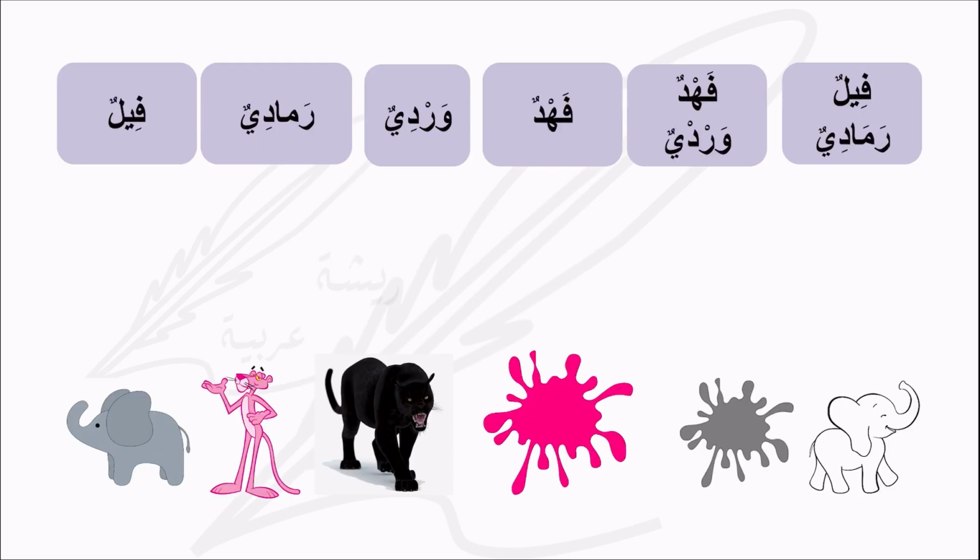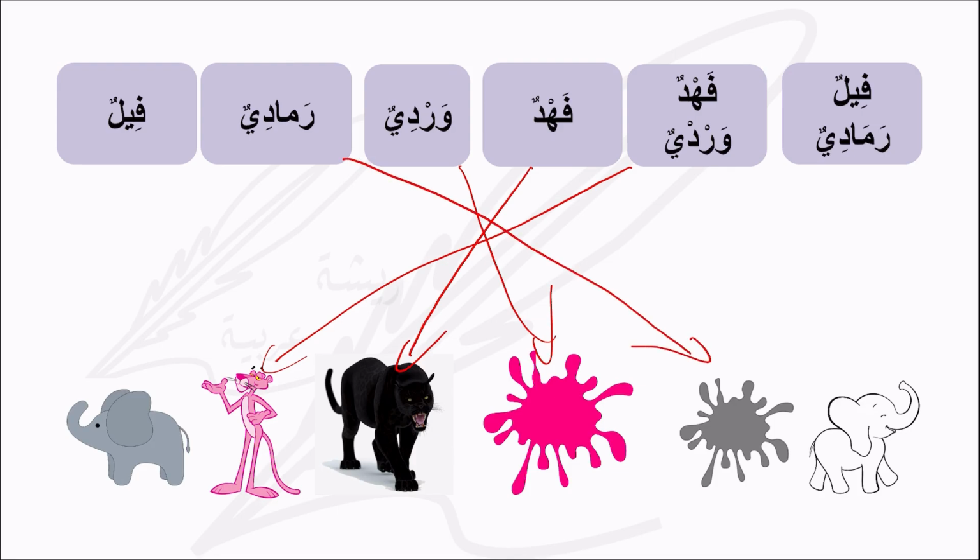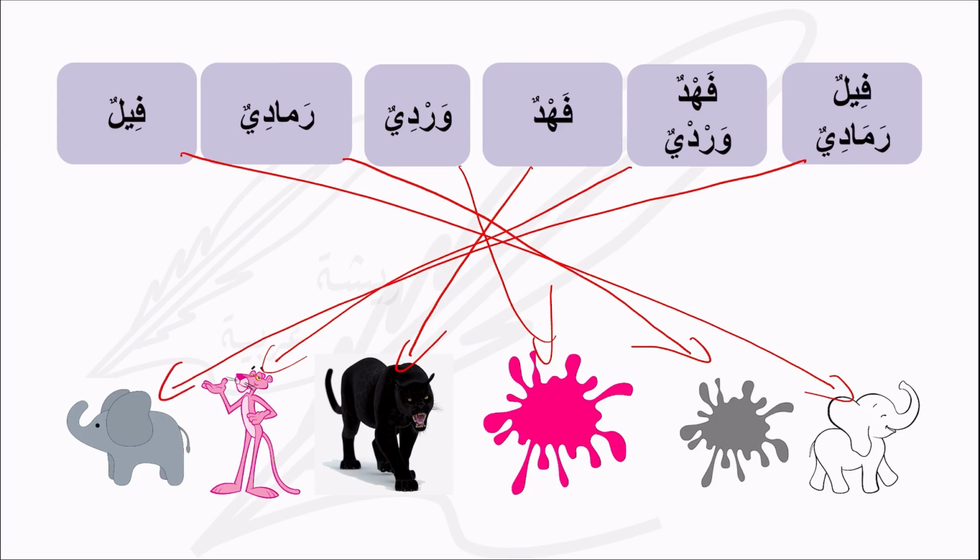Okay, how can we say panther? Panther in Arabic is فهد. What about pink? Pink is وردي. Pink panther is فهد وردي. What about gray? Gray is رمادي. Elephant is فيل. And gray elephant is فيل رمادي. That's good. Good job, everyone.